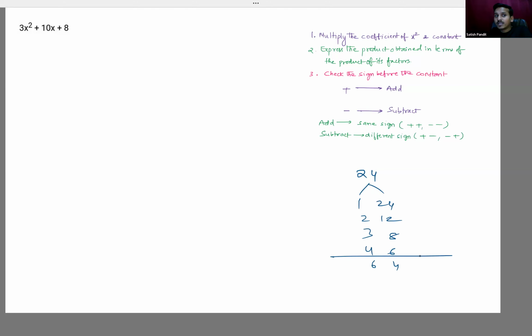We look for the sign before the constant, it is plus. We have to add to get plus 10. This if you add, you'll get 25. This if you add, you'll get 40. This if you add, you'll get 11.